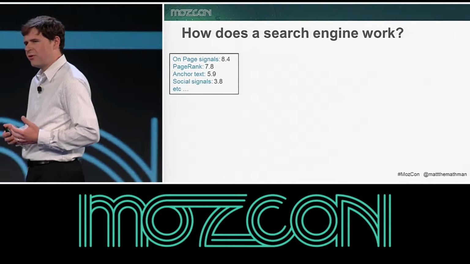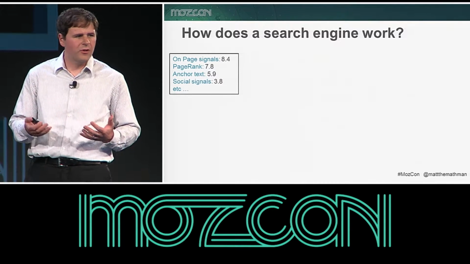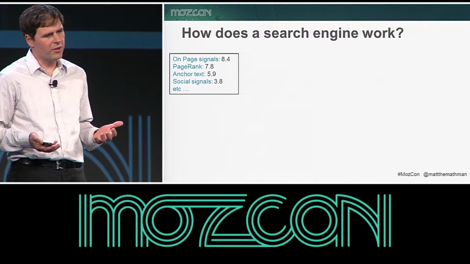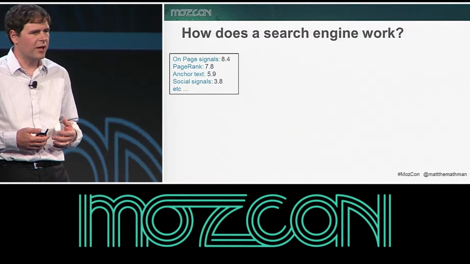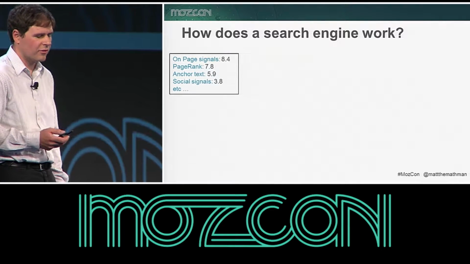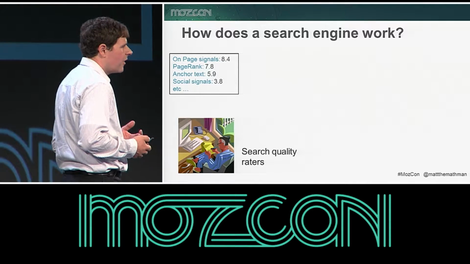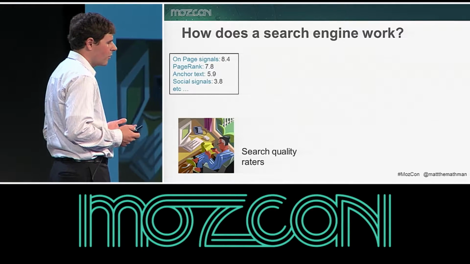As you all know, search engines are very complicated. They use many different factors or signals to determine which pages to rank in which order. For instance, they might use things like the words on the page, links pointing to the page, and lots of other things that we're going to discuss. They then have a bunch of search quality raters that determine which page is high quality or which one's most relevant to a given query.